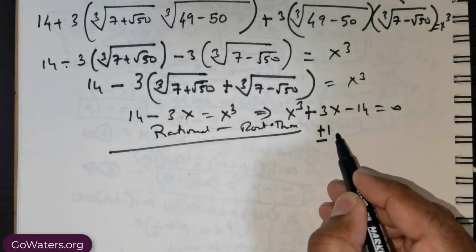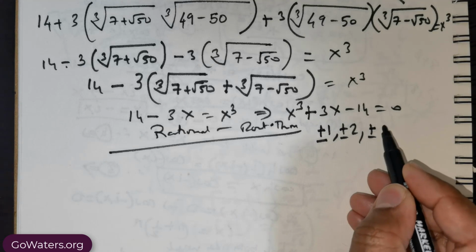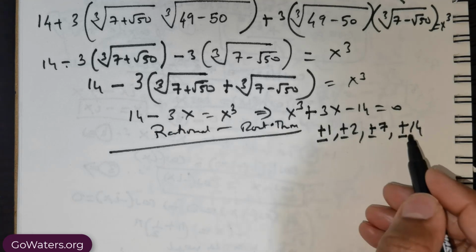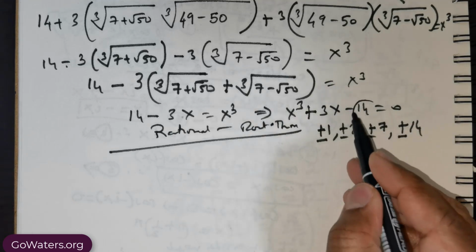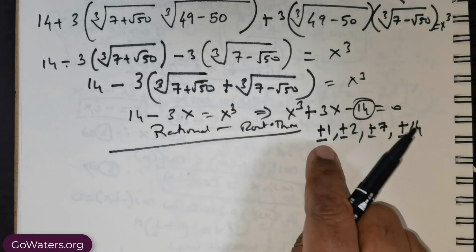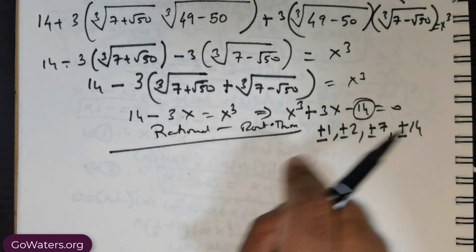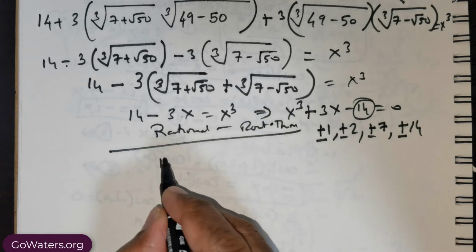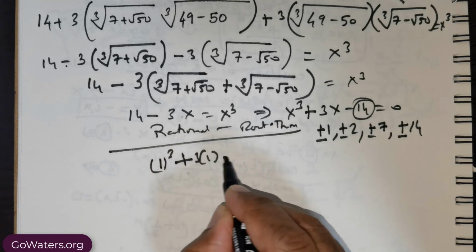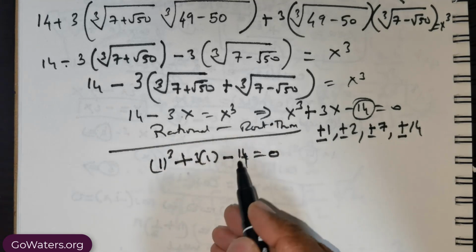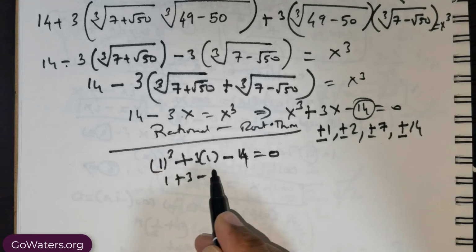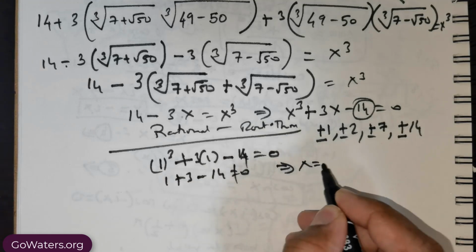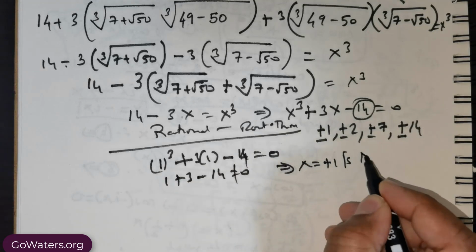So plus 1 minus 1 will be a factor, plus 2 minus 2 will be a factor, plus 7 minus 7 will be a factor, plus and minus 14 will be the factors for this particular quantity 14. Now what you need to do is substitute each of these values and see if they equal 0. Now for illustration, let me take the value positive 1. I substitute positive 1 here. Then what do I get? I get 1 positive 3 negative 14 is equal to negative 10. Is it equal to 0? No, it's not equal to 0. So clearly I can say x is equal to positive 1 is not a root.